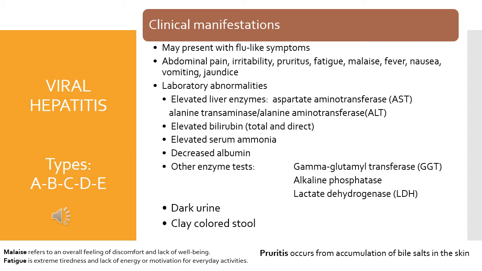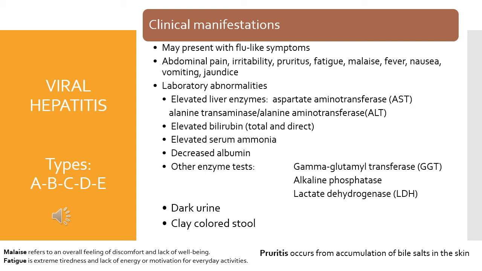As it progresses, you will also see an elevation in the total and direct bilirubin numbers, and this is where you'll see the clients becoming jaundiced. You'll have elevated serum ammonia levels. Ammonia is a waste product that is usually cleared by the liver, but if the liver is not functioning correctly, it will build up in the blood. You'll also have decreased albumin. The liver will not be able to function properly in processing fats, carbohydrates, and proteins.